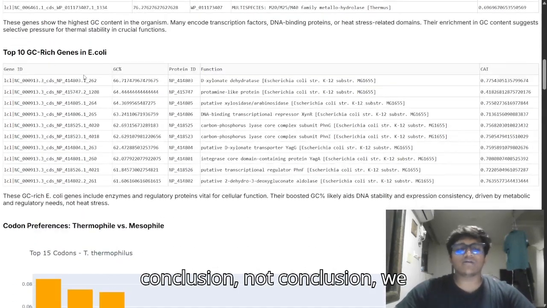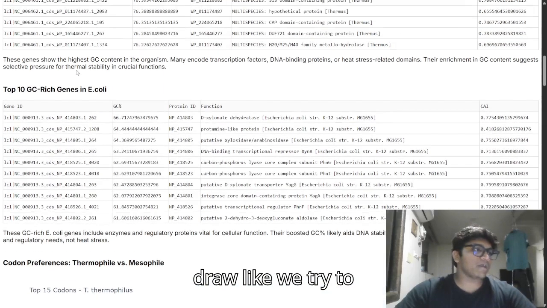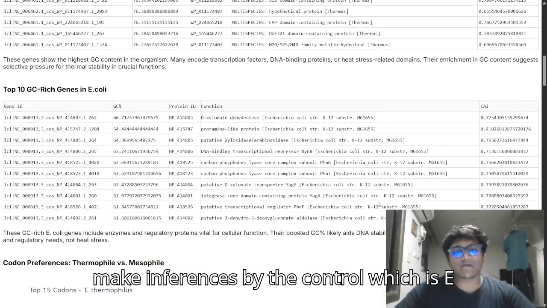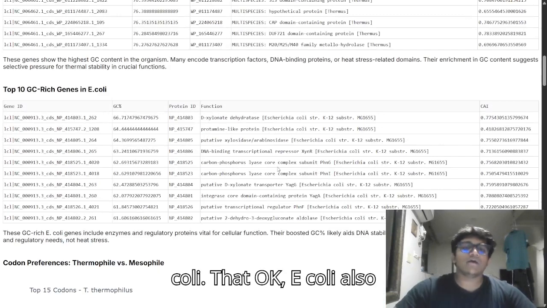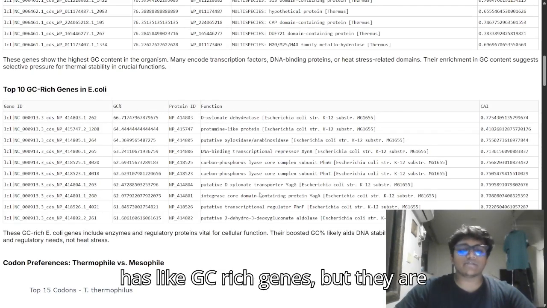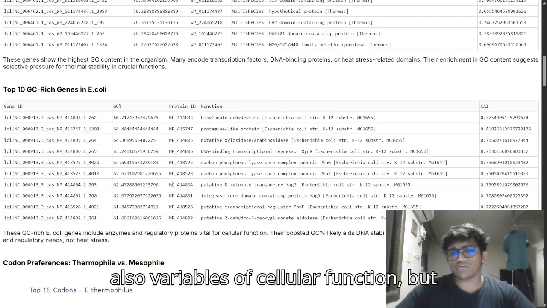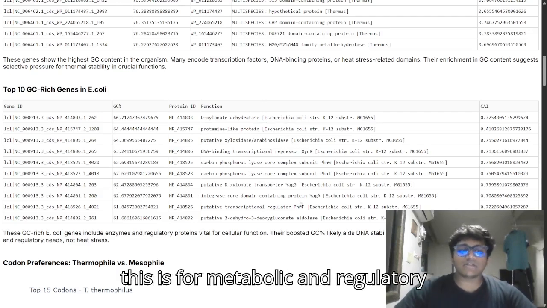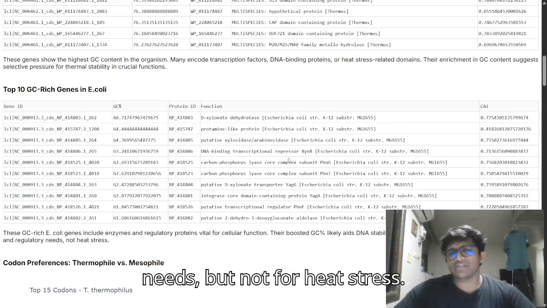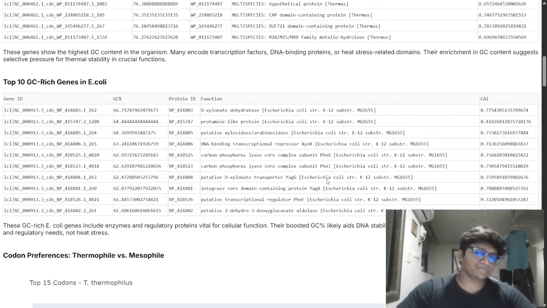And then we tried to make inferences by the control, which is E. coli. E. coli also has GC rich genes, but they are enzymes and regulatory proteins. And they are also vital for cellular function, but this is for metabolic and regulatory needs, not for heat stress.